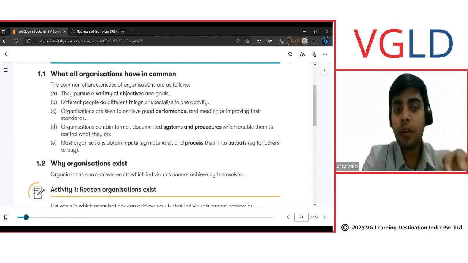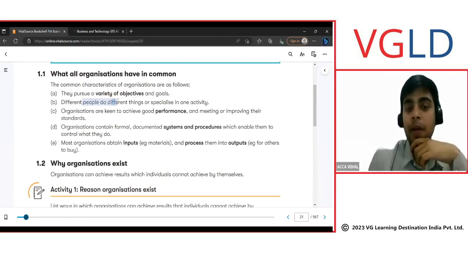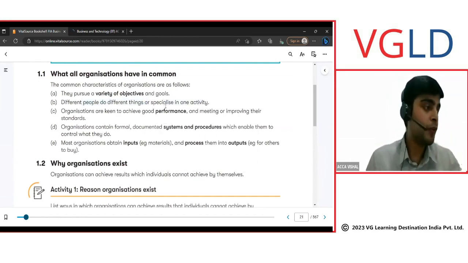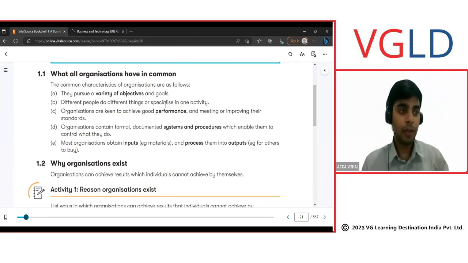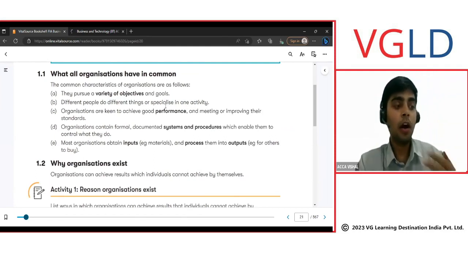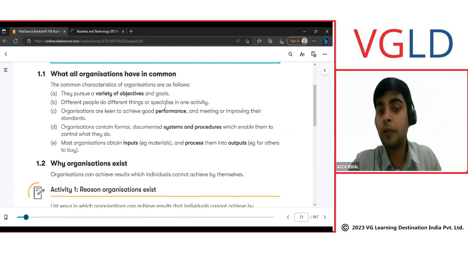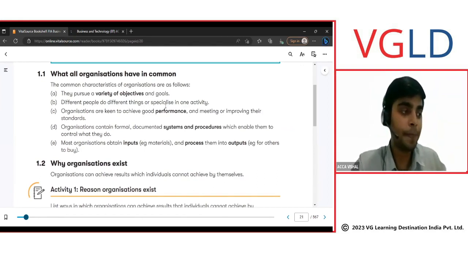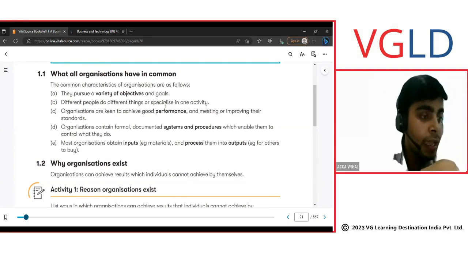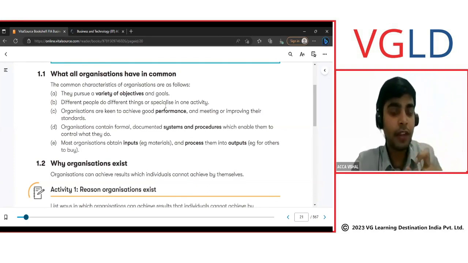Now, as I mentioned earlier, different people do different things or specialize in one activity. Actually, there was one very beautiful example that I prepared for you. I'm just reading it from my PPT. There is one good example of how different people do different things or specialize in one activity. When we make a needle, listen to this very carefully: what is the process of making a needle?